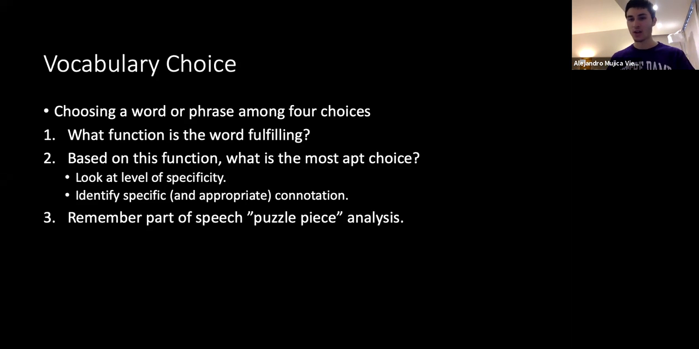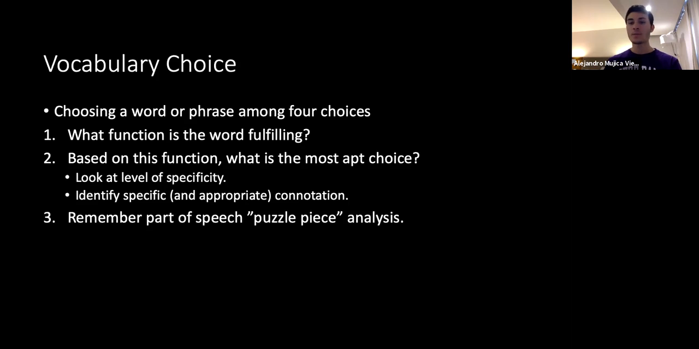So the first thing you have to ask yourselves is, what function is this underlined word or phrase fulfilling? You read the sentence, you read the surrounding context, and you figure out what that's supposed to be right there. Because the underlined word or phrase will not always be fulfilling the correct function. So you have to read the surrounding sentence and find out what function has to go there to make the meaning of the sentence complete. That's the first thing you figure out. This underlined portion, what function should it fulfill? Based on this function, which of the 4 choices I'm given is the most apt choice?